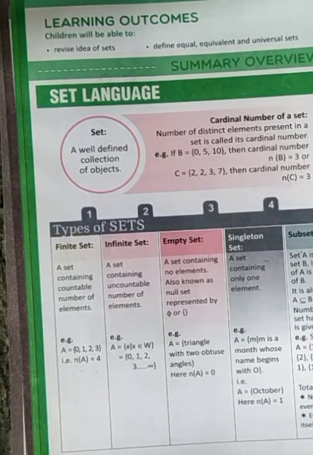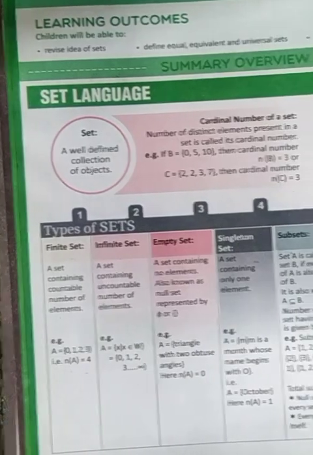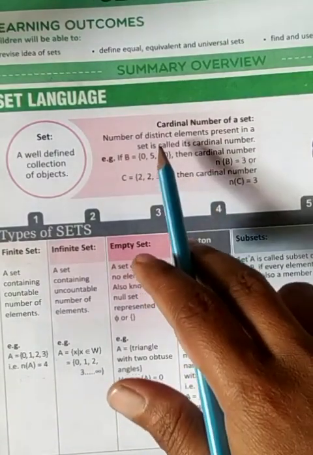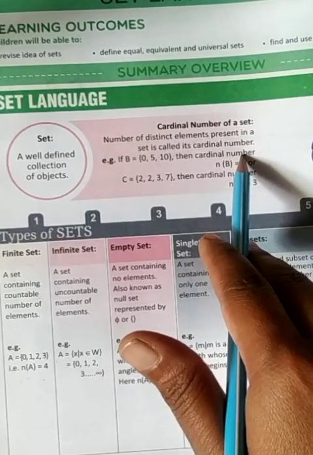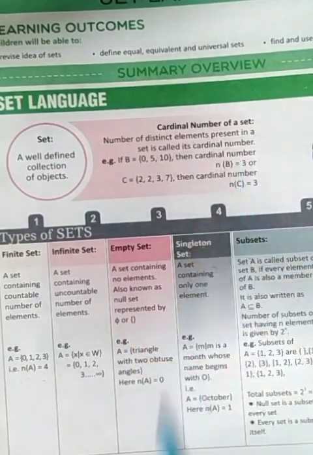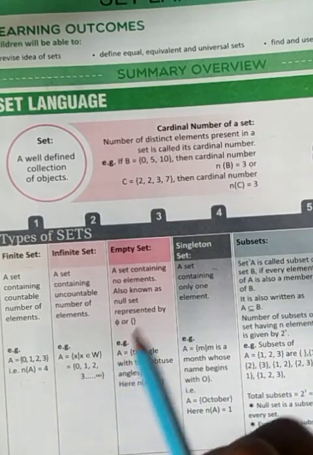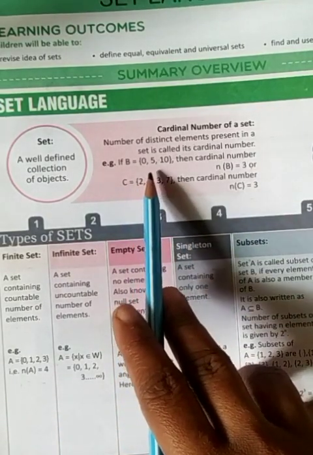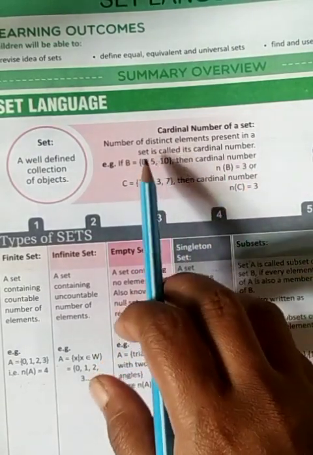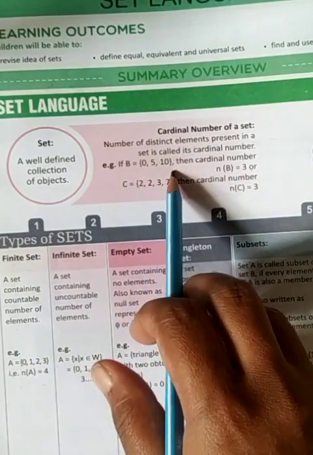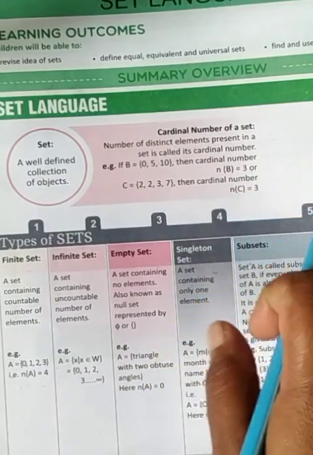Next, we will see the cardinal number of a set. Cardinal number of a set means the number of distinct elements present in a set is called its cardinal number. Means in the set they will be given some numbers. For example, if I take B = {0, 5, 10}, then what is the cardinal number? We will count 1, 2, 3. So 3 numbers are there. So we will write n(B), means number of B, is equal to 3.